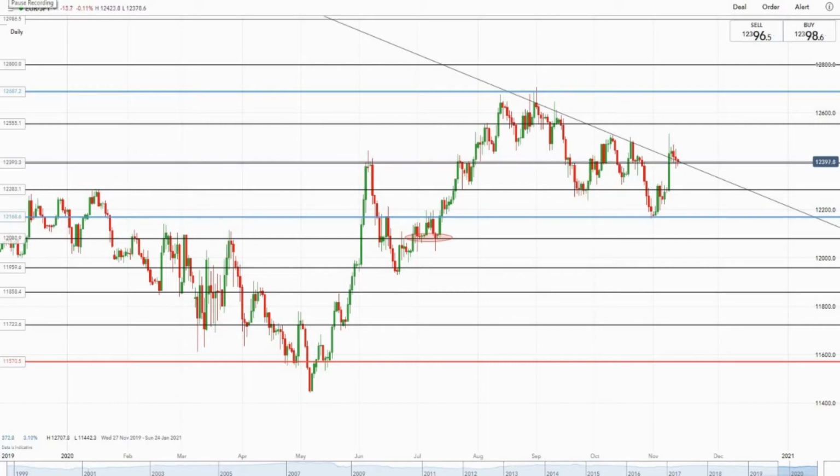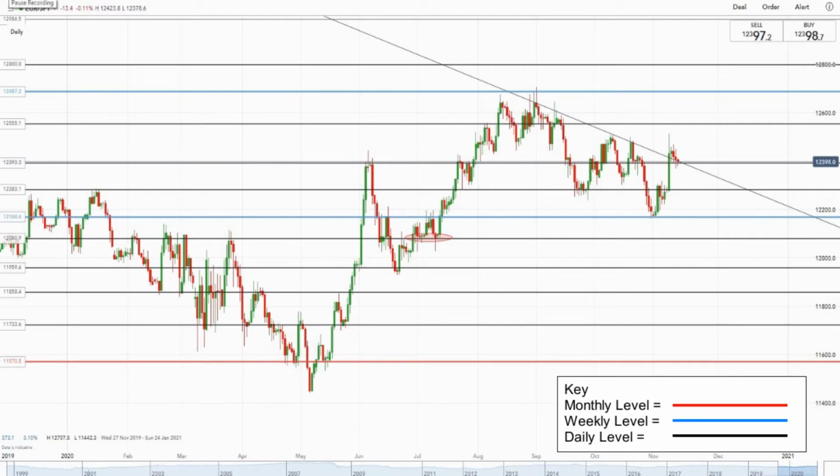When I draw these levels, I differentiate between monthly strong levels, weekly medium levels, and daily levels. If price has reached a monthly level, it is more likely to bounce off that level than if it has reached a weekly level. And conversely, if price has reached a weekly level, it is more likely to bounce off that level than if it has reached a daily level.